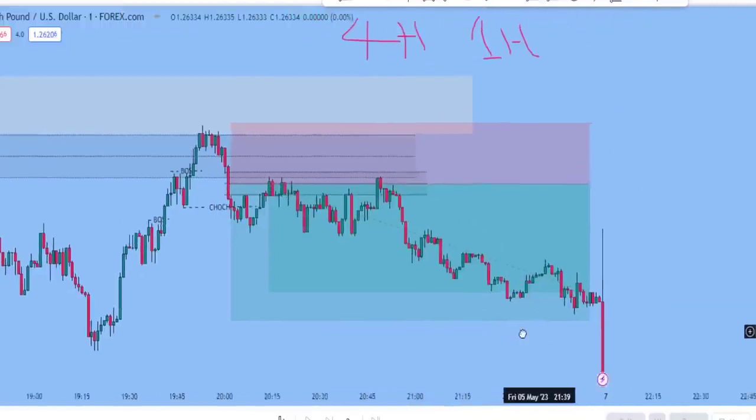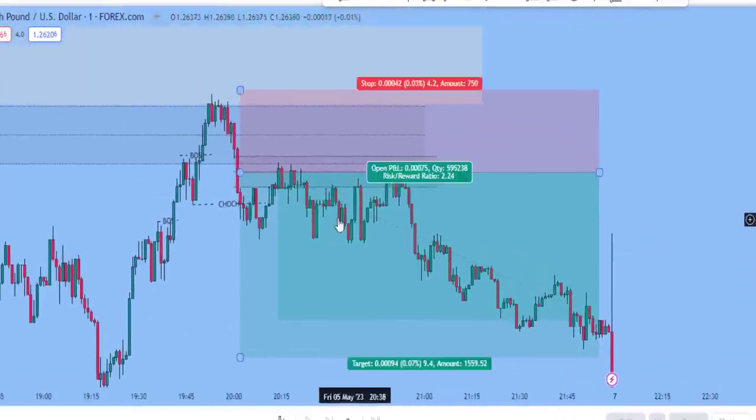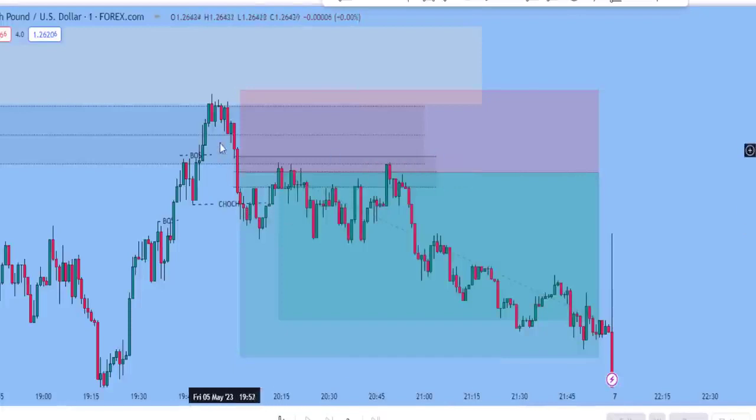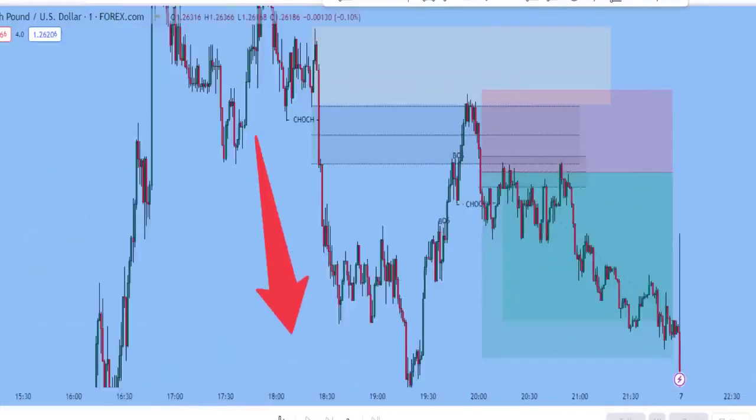So this is exactly what I see price do from that level. Can you see what I said? The first fair value gap I told is what I want to take my trade from once I see a change of character, because I know that I've fully aligned with the higher time frame. I hope this is understandable.